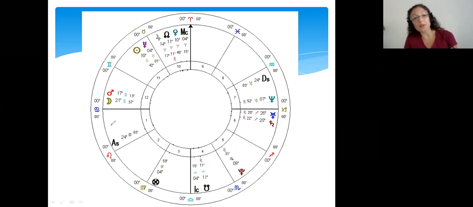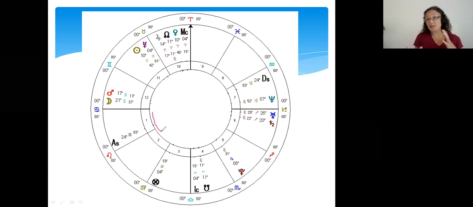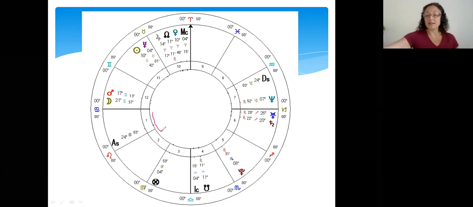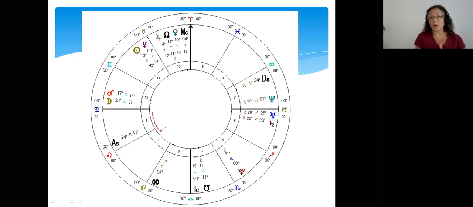What you'll see when you look at the chart is all the houses numbered on the inside of the chart wheel. The houses are the framework or the backbone of the chart. The first house is always in this left-hand position, just below that horizontal spot, and then the houses move anti-clockwise.